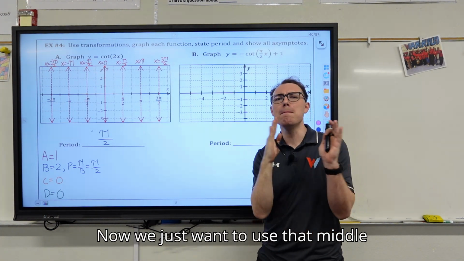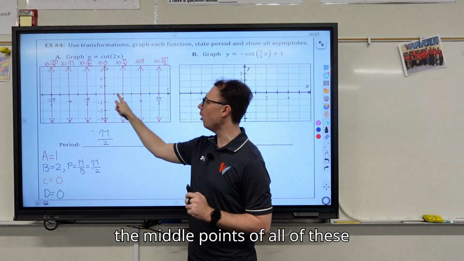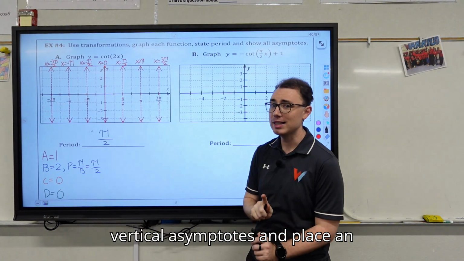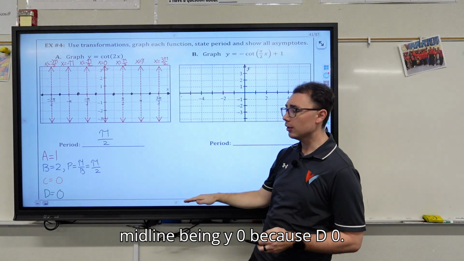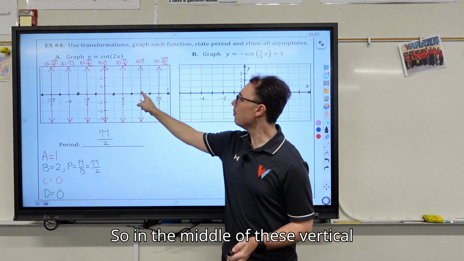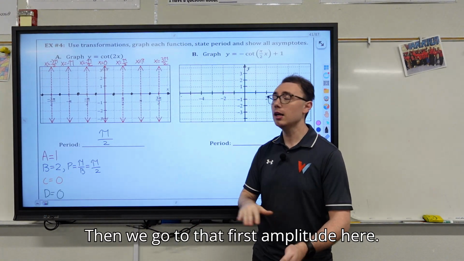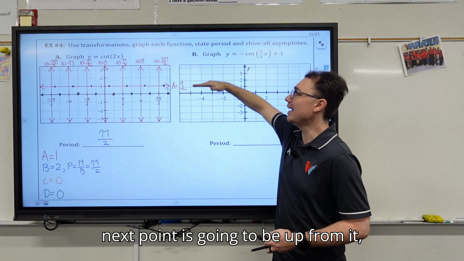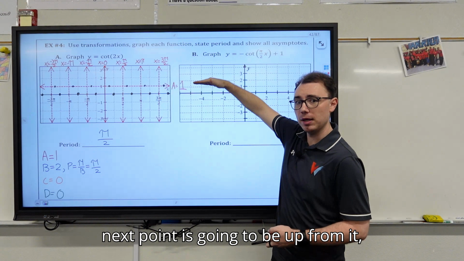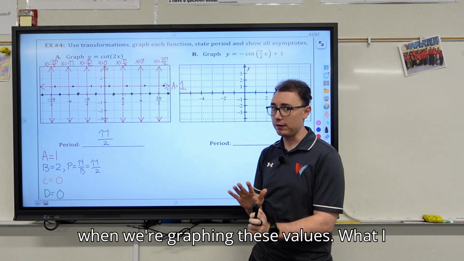Now we just want to use that middle technique where we go to the middle points of all of these vertical asymptotes and place an intercept about its midline, the midline being y equals 0 because d equals 0. So in the middle of these vertical asymptotes, we place our first key point. Then we go to that first amplitude here, since we have a positive amplitude. Our next point is going to be up from it, and we go from the left to the right when we're graphing these values.